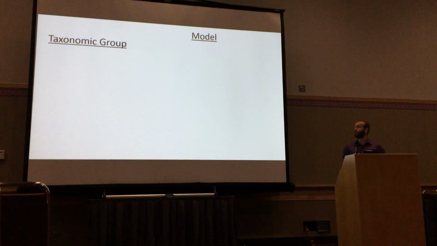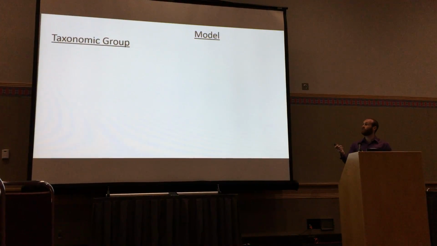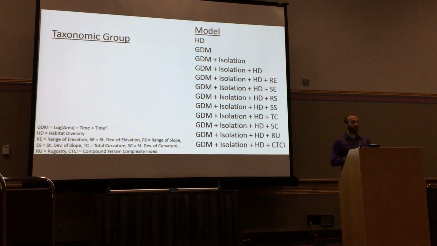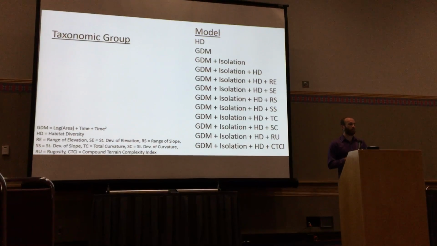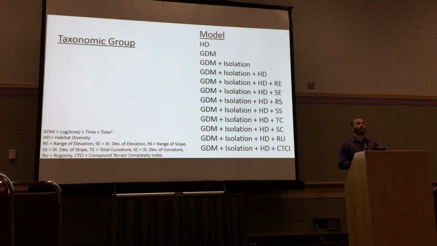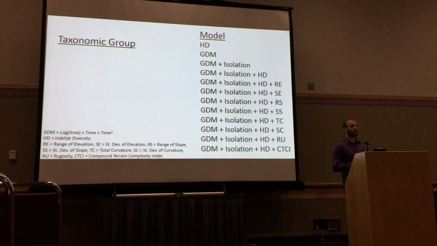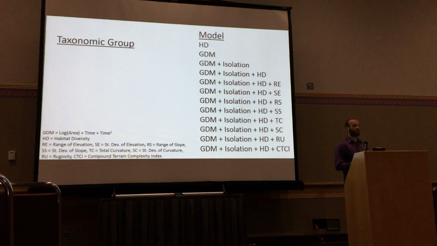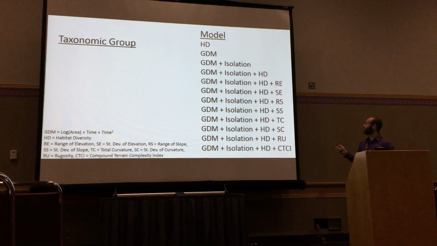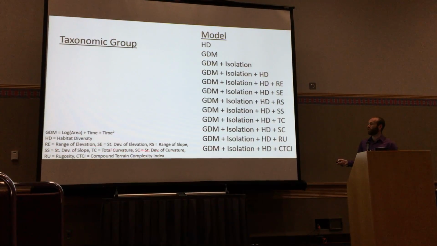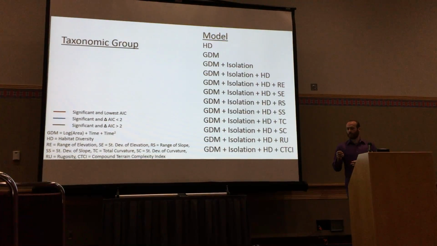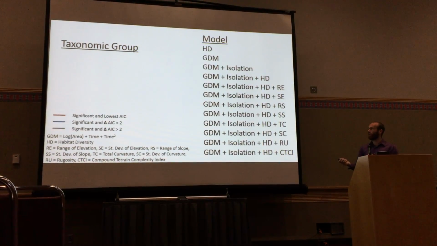When I present the results, I'm going to show you the taxonomic group on the left, and then all the significant models that were run for the snail data sets, with HD standing for habitat diversity, and we use the number of native plant species for these islands as a proxy for habitat diversity. And then also all of the abbreviations for the complexity indices. Then I'm going to show how they were significant.